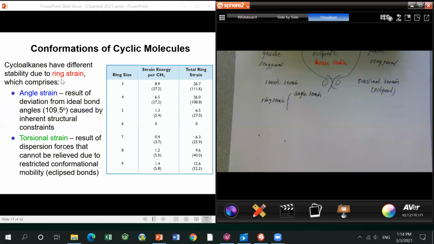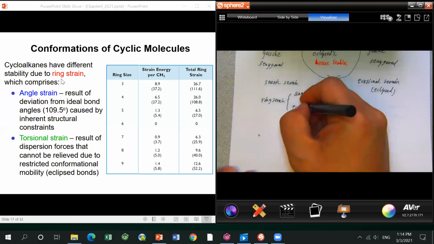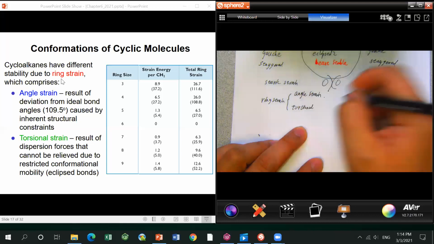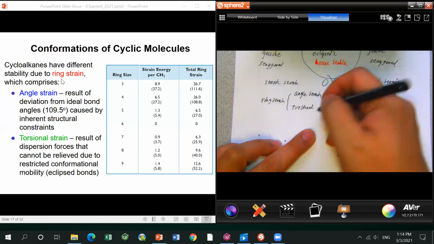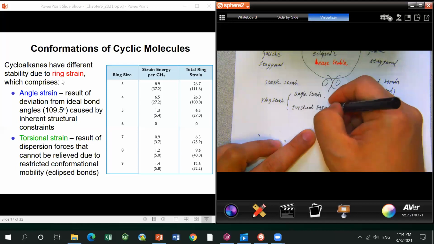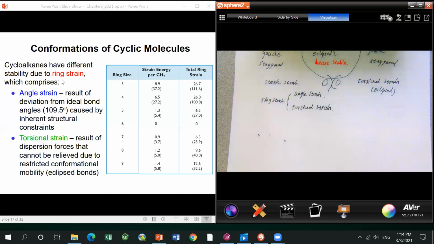The second is torsional strain. In certain conformations, you cannot make all the bonds staggered, and they have to be in the eclipsed conformation. Then you generate torsional strain. So that's the two components.